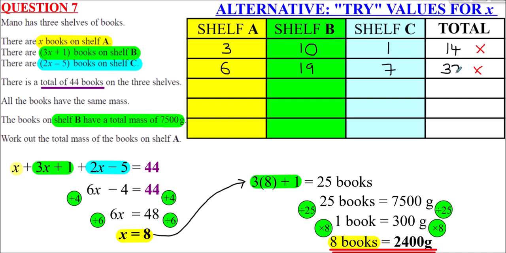But if you keep going, for example, if you tried 8, 3 times 8 plus 1 is 25. And then 2 times 8, 16, minus 5, which gives 11. 8 plus 25 is 33, plus 11 is 44. That is a valid way of answering the question. It doesn't say you must use algebra. Don't get me wrong, algebra is what I definitely suggest you do. But then you've got there that there's 25 books on shelf B, then you can proceed as normal.